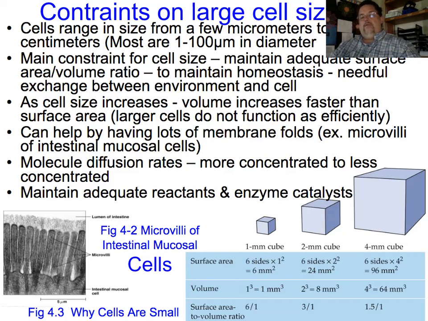So for a 1 millimeter cube, the volume is relatively small in relationship to the surface area. But when you get to a 4 millimeter cube, the volume is dramatically more than the surface area, making, again, diffusion slow. So this is one of the limitations of why cells remain small. It's so they can maximize surface area to volume, and again maximize the energetics and diffusion and homeostasis and everything else that is needed.